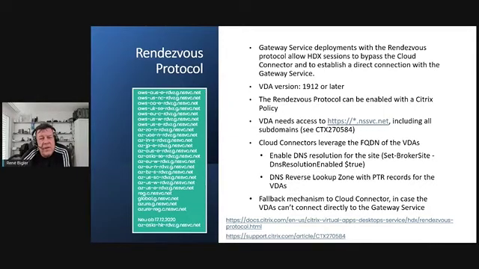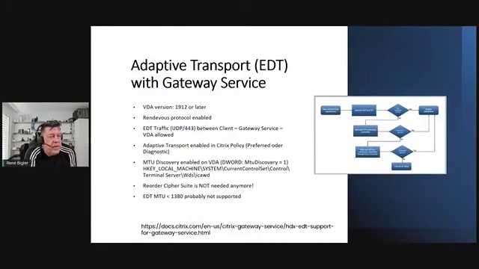The Rendezvous Protocol is a prerequisite for the next technology, EDT. That's basically HDX over UDP. What's needed for this? In addition to Rendezvous being up and running, you obviously need to have internet access over UDP 443 between the client and the gateway service. Shouldn't probably be a problem here. Adaptive transport has to be enabled in a Citrix policy. I think these days it's enabled by default. I'm actually not sure, I have to double check it.